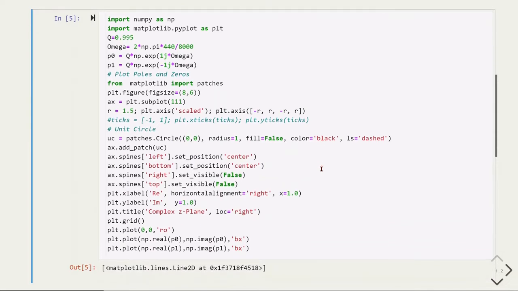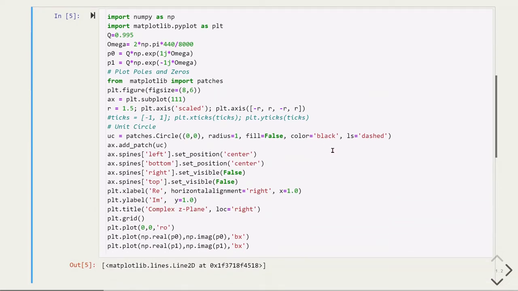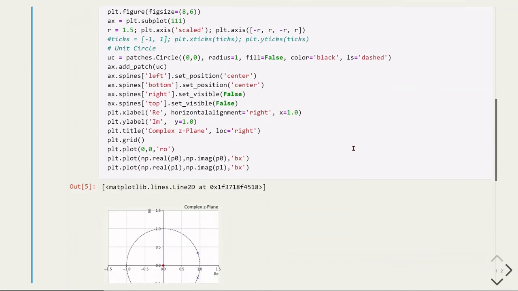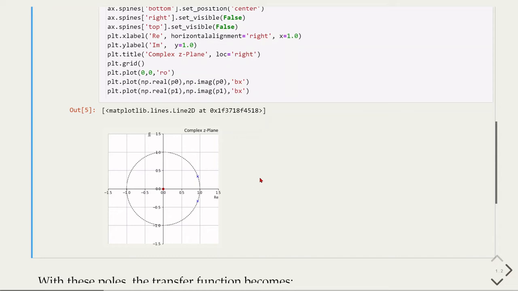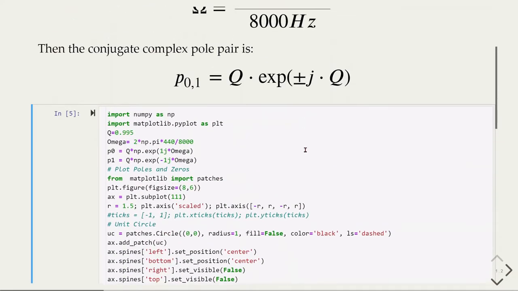Then I'm just using an interesting approach from matplotlib to plot the unit circle, and also having here the complex z-plane with the real axis and the imaginary axis. And we have here our poles. They are symmetric because, of course, as defined here, they are conjugate complex.